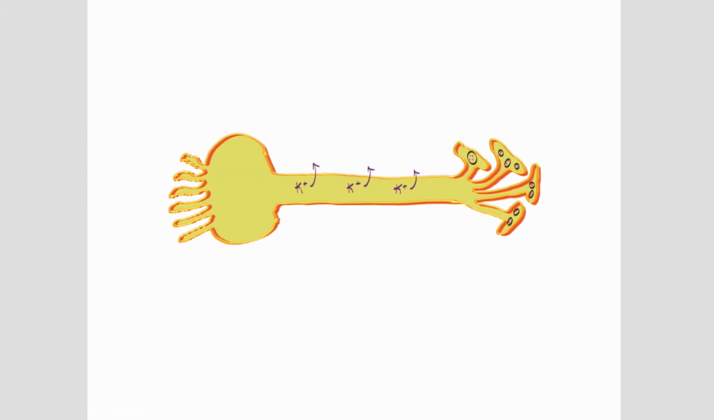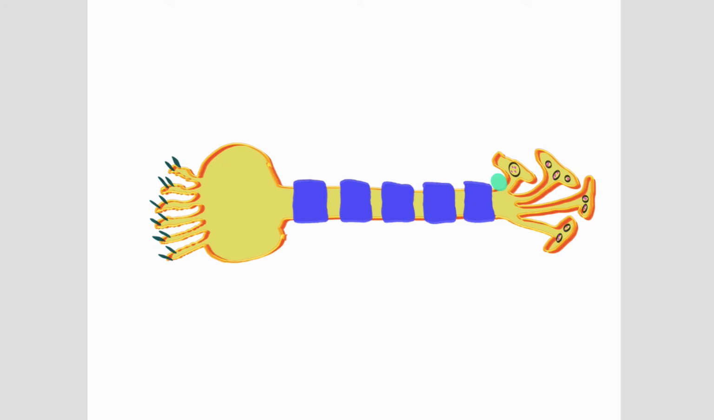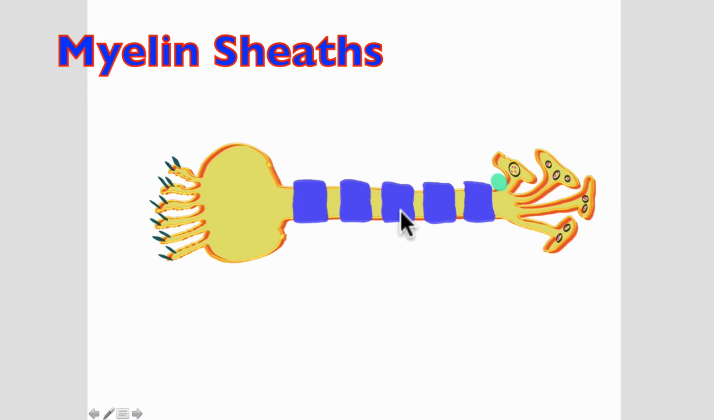That same potassium leakage is theoretically a problem along the axon as well, but there's a mechanism that neurons utilize to minimize potassium leakage. And those are what are known as myelin sheaths. And that's what you see here in blue. These are myelin sheaths in the central nervous system. They would be created by oligodendrocytes. In the peripheral nervous system, they would be created by Schwann cells.